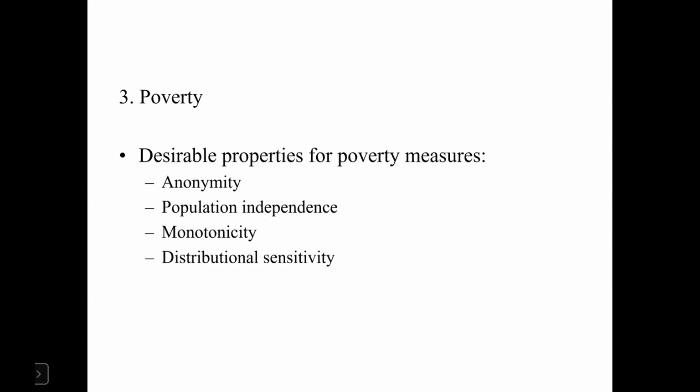In order to measure poverty properly, there are the following properties we need to satisfy. First, anonymity, meaning this poverty measure shouldn't have a label or a name on someone. Secondly, it must be independent of the population. You cannot say this certain group of the population has poverty but not others. And the third, it has monotonicity, meaning this poverty increases or decreases with income. And finally, this poverty measure can reflect the distribution of income.